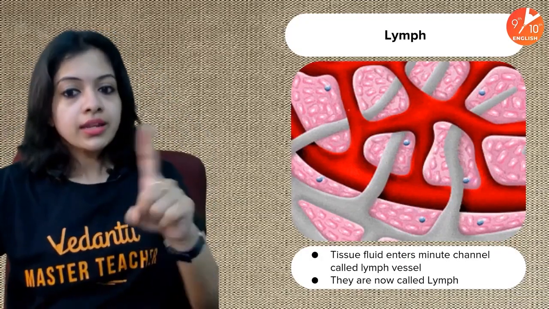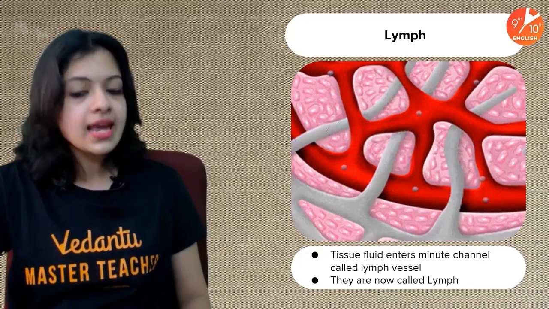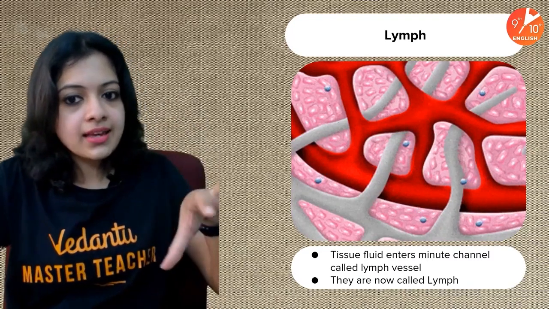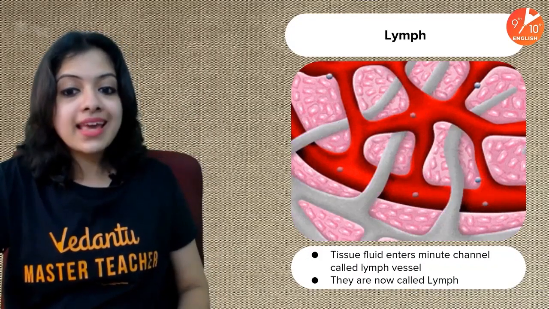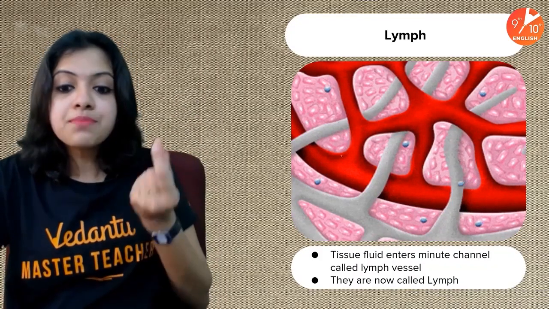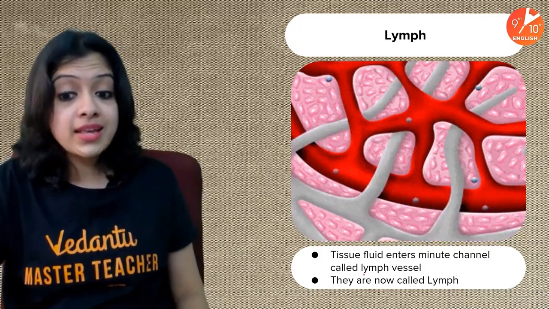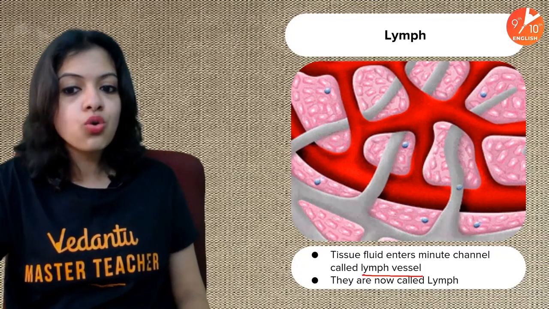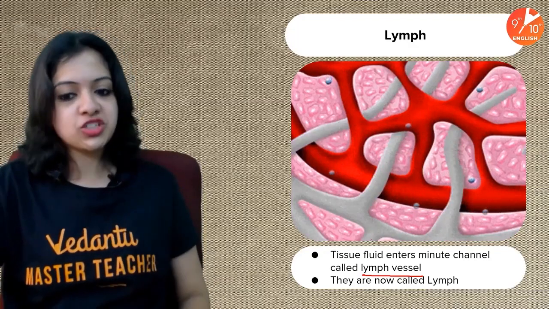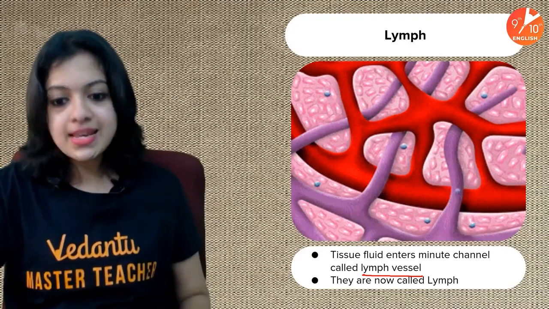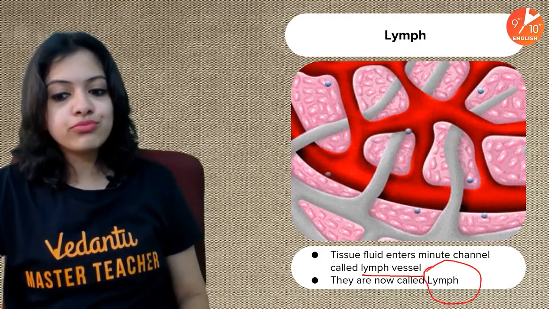So what is lymph? Now remember, I told you this oozed out fluid, these bluish molecules you can see, are getting released into empty spaces, but then along with this tissue fluid, they are getting collected in minute channels or tubes, which are called lymph vessels. Lymph vessels are these blue or purple colored vessels or channels you can see. Once this tissue fluid has entered into the lymph vessels, we now call it the lymph.